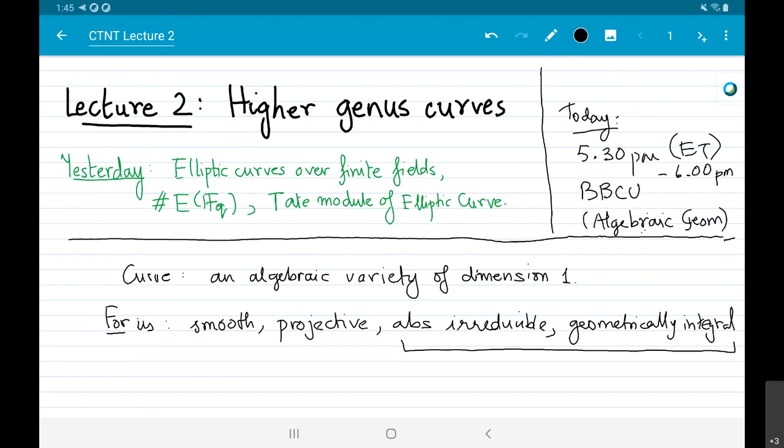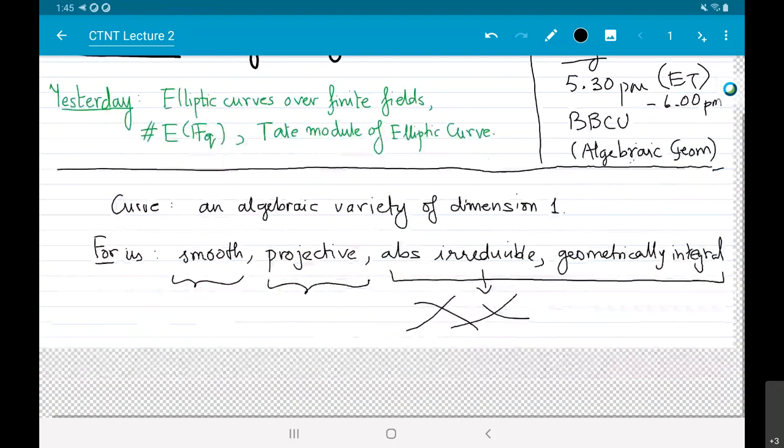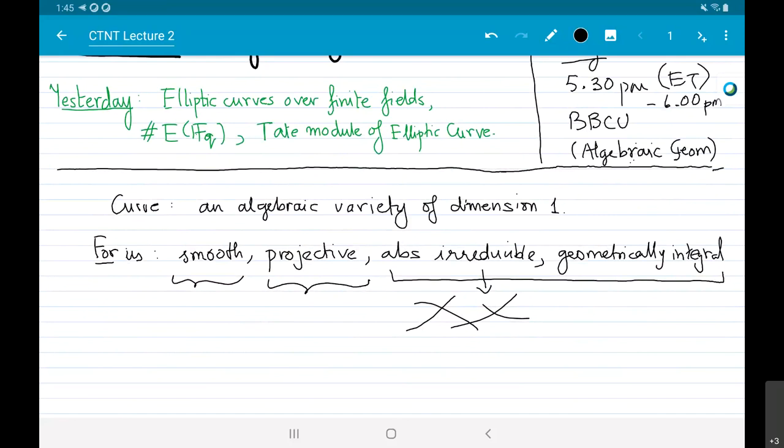So you can write down equations for them. Smoothness is something that will be important, and projectiveness is something that will be important. Absolutely irreducible basically means that if you base change to the algebraic closure, then your curve does not look like a bunch of curves put together. And geometrically integral has some other stuff. Anyways, it's projective in that it can be embedded into some projective space.